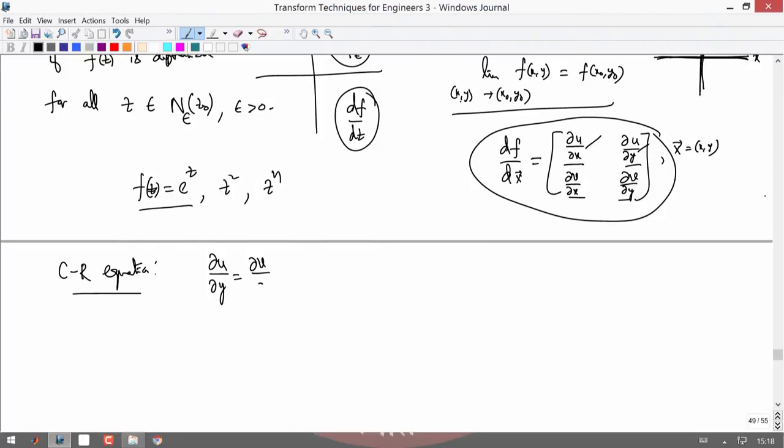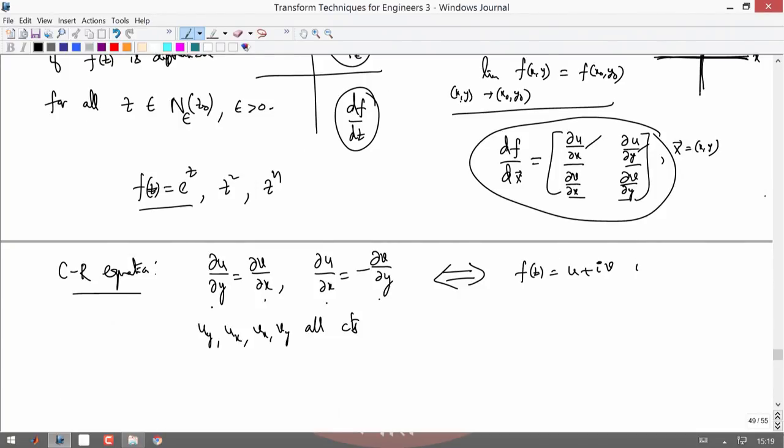If you do that, dou u by dou y equals dou v by dou x, and dou u by dou x equals minus dou v by dou y. If these partial derivatives u x, u y, v x and v y all exist, are continuous, and satisfy these equations, if and only if f of z equal to u plus i v is analytic at z equal to x plus i y. So this is a characterization through CR equations.